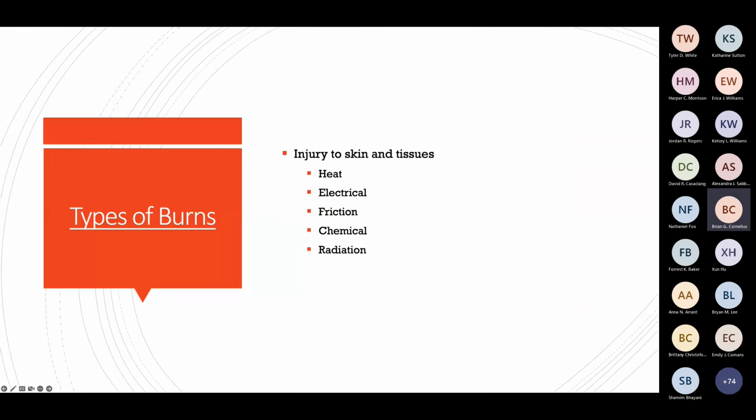All right, so first of all, there's several different types of burns. No matter what type actually happens, you usually see a combination of the two. Commonly, you'll have heat in conjunction with one of the other injuries, but the main types are heat, electrical, friction, chemical, and radiation. Fortunately, we don't see a whole lot of radiation or chemical burns. It's primarily going to be heat, electrical, and friction.